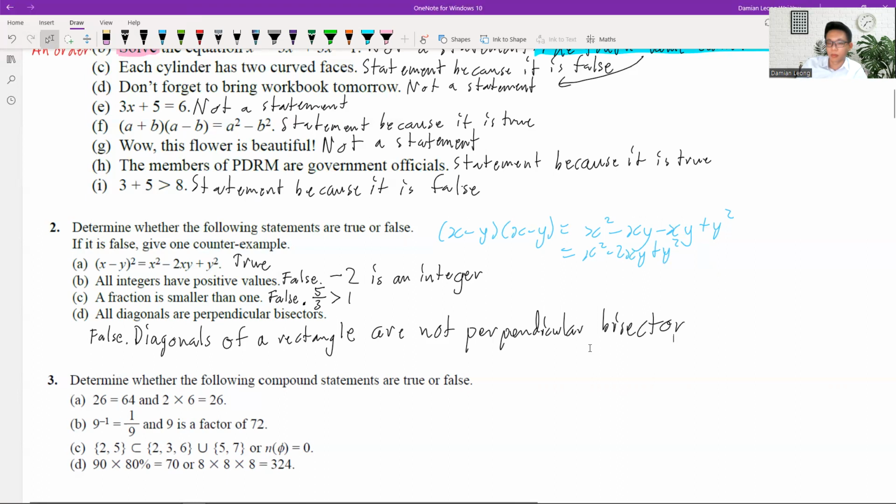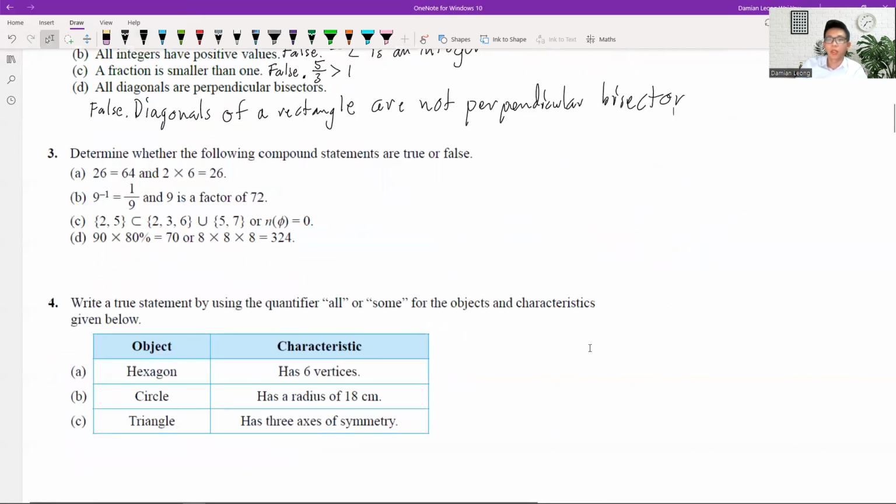Then determine whether the following compound statements are true or false. Okay. Determine whether the following compound statements are true or false. So part A, 2 to the power 6 equals 64 and 2 times 6 equals 26.